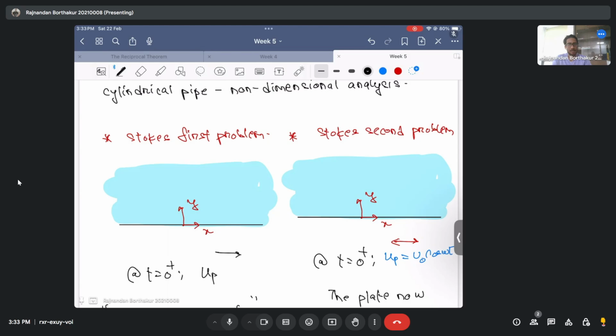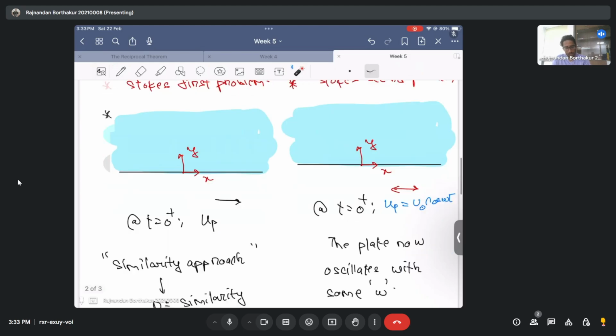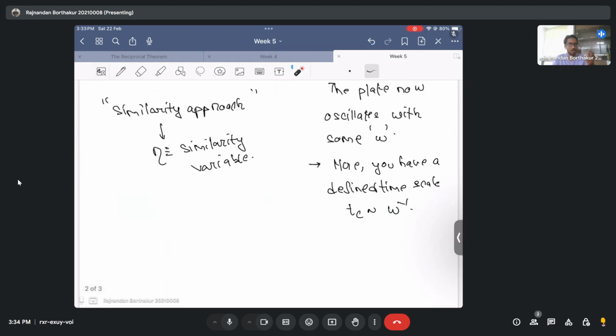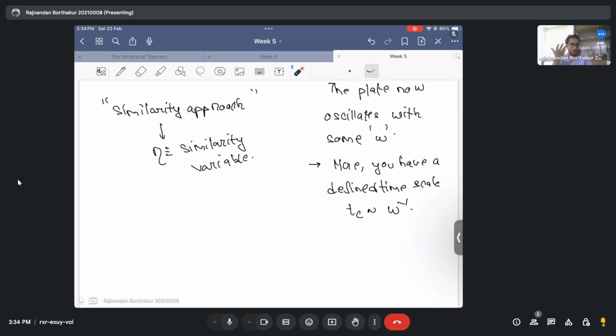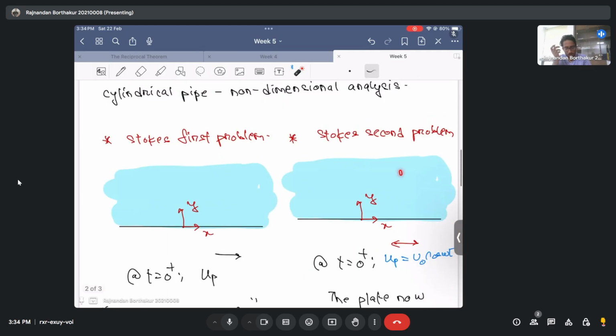Okay, and because of that, what you did is you assumed the solution of the form of the fluid, let's say the x direction velocity of the fluid, which will be a function of y and t. You consider it as the real part of u hat of y e power I omega t. So this is something that you choose as a form of the solution for this problem.